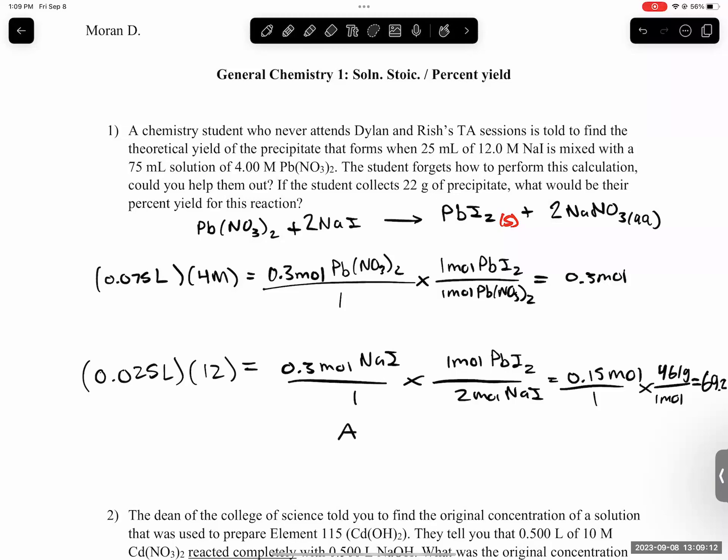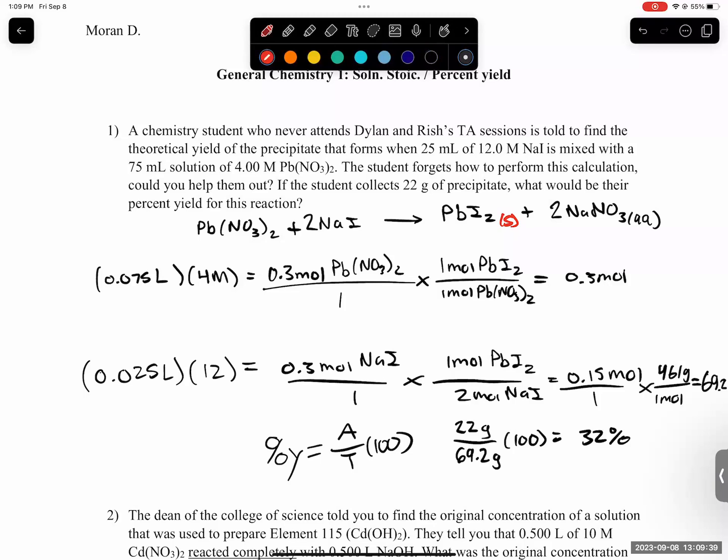Actual divided by theoretical. Yes, so that equals percent yield. So we know 22 is our actual. The 69.2 was our theoretical. This should give us something. What did y'all get? All right. So two answers here.